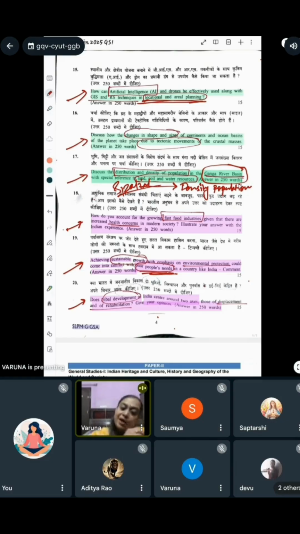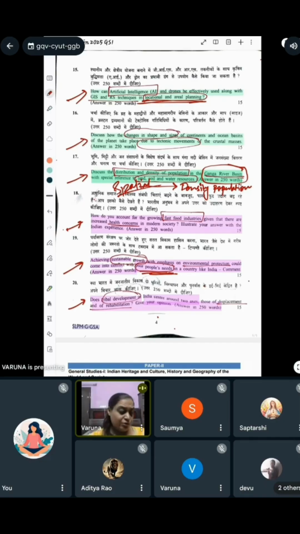All the arguments we are presenting or framing here should be backed with some data, some examples, some case studies. So we have to prepare that. Okay. So this is how we need to proceed with this particular paper.